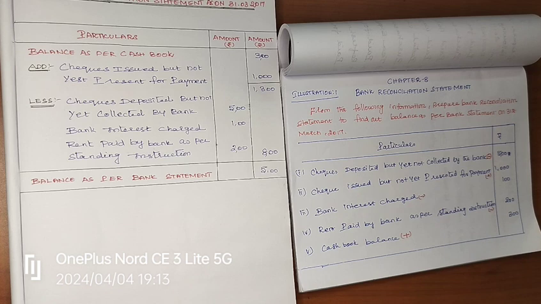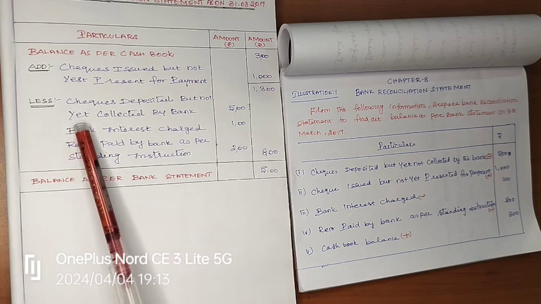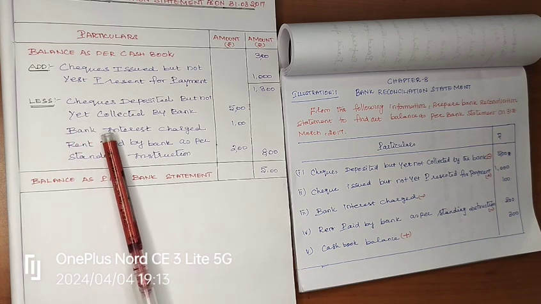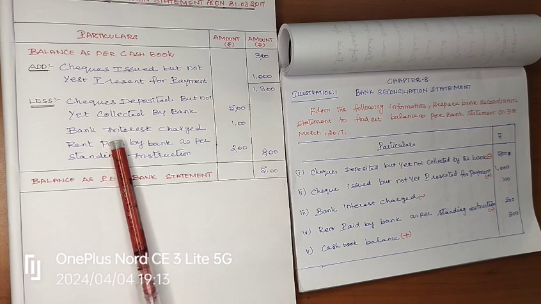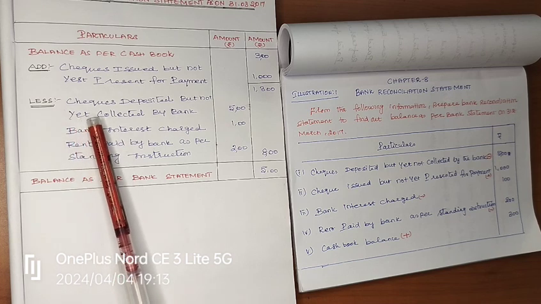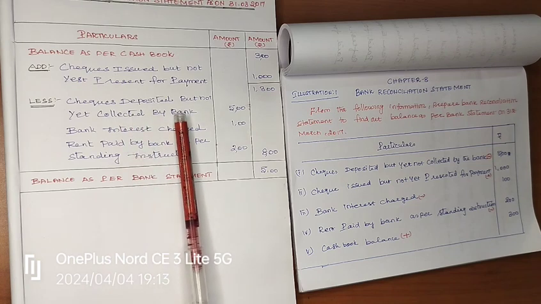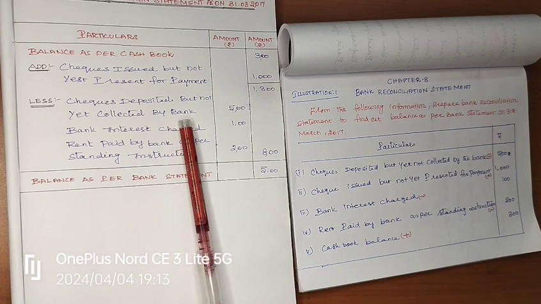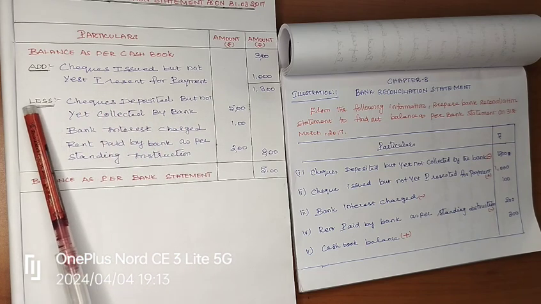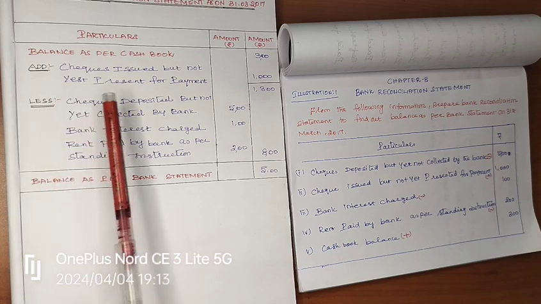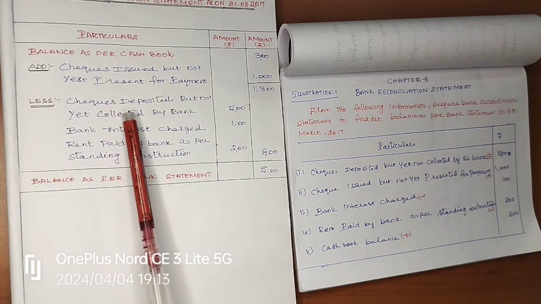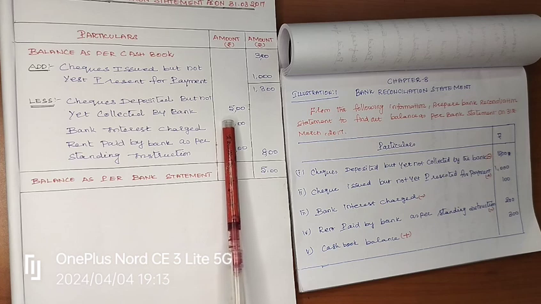So the time difference is because of timing differences. As per the bank balance of the bank statement, we need to subtract this transaction because we deposited a check but it is not yet collected by the bank. We have to subtract that 500 rupees from the passbook or bank statement. So we enter it in the minus column, that is the less column, which means the subtracted column: checks deposited but not yet collected by the bank, 500 rupees. So we entered that 500 rupees in the inner column.